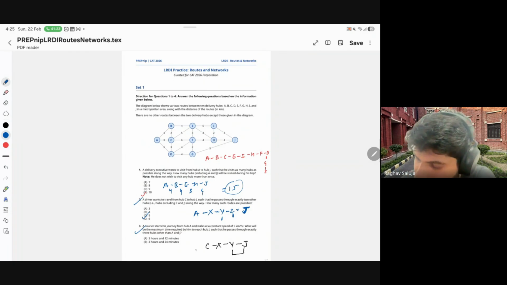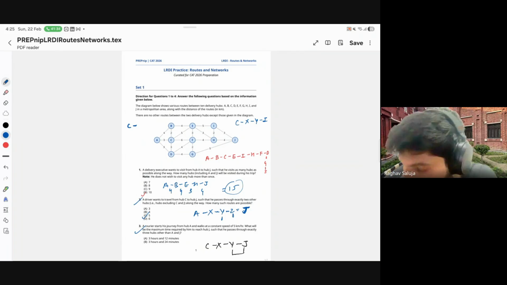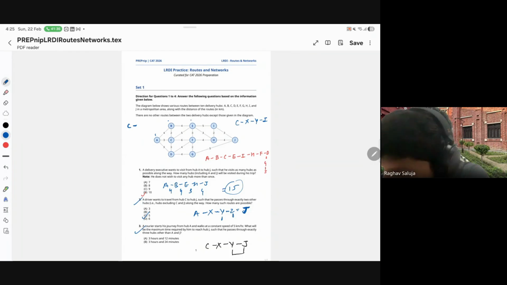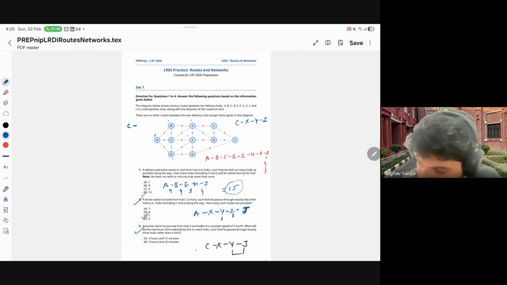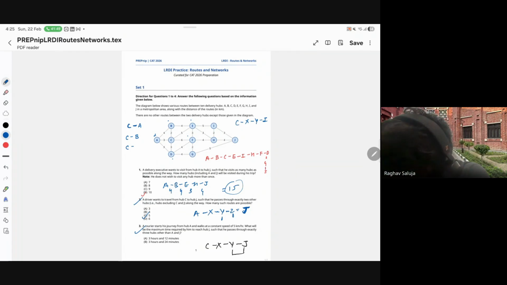अब मुझे ये बताओ. If your path is C, X, Y, C से where you can go? C से you can go to A, you can go to B, you can go to E, you can go to F, you can go to D. इन 5 जगह जा सकते हो. C से you can go to A. C से you can go to B. C से you can go to E. C से you can go to F. C से you can go to D.